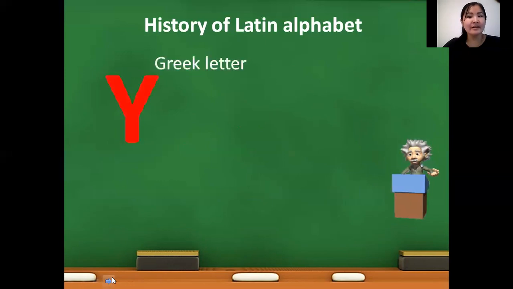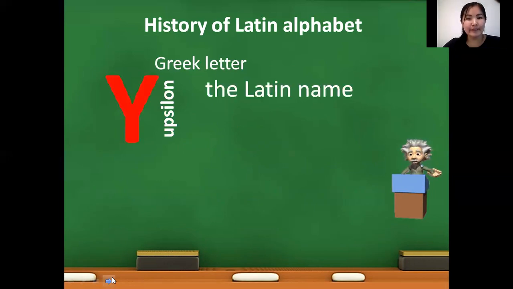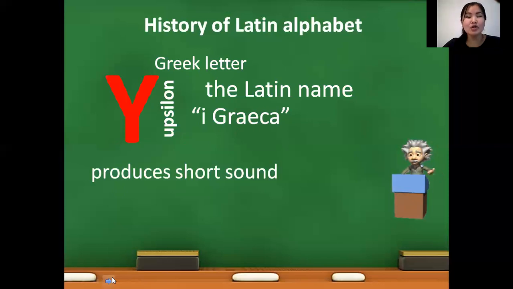This is the Greek letter Ypsilon, which was added into the Latin alphabet. Its Latin name is I Graeca, which means Greek I. And Ypsilon produces a short sound I.